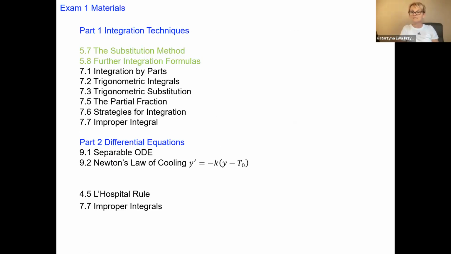That means this is the material: the entire chapter 7, 9.1, 9.2, and 4.5. I think I include 7.7 in chapter 7, because that was the last week. And the yellow ones, 5.7 and 5.8, that's the old material, Pre-calc 1, Pre-calc 2, that's Calc 1. That means we know just the U substitution.